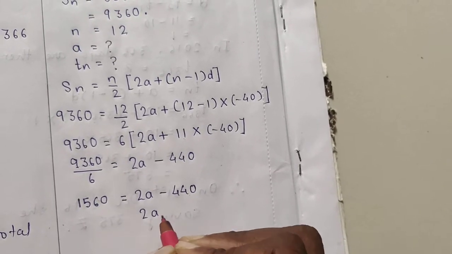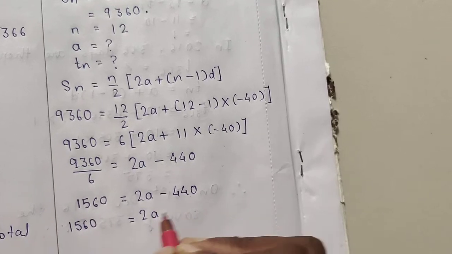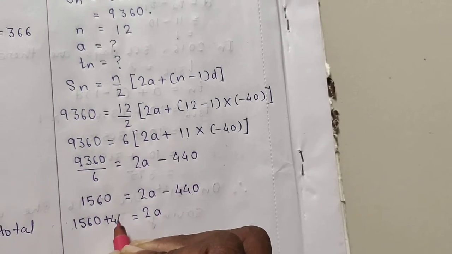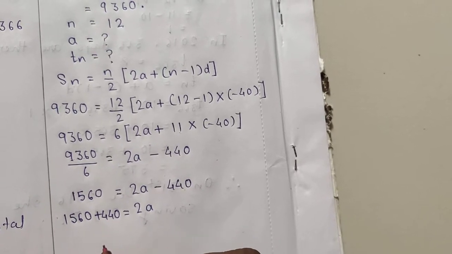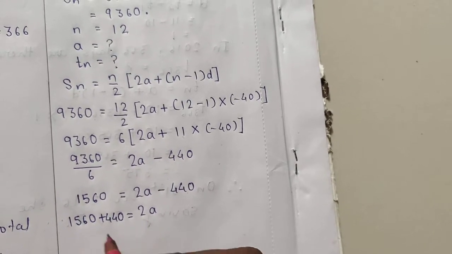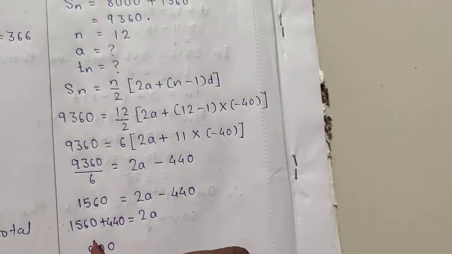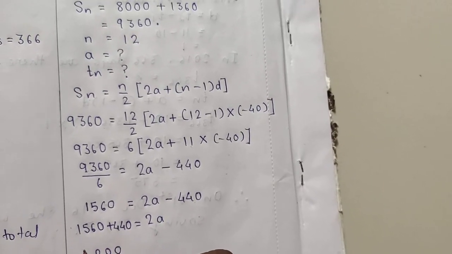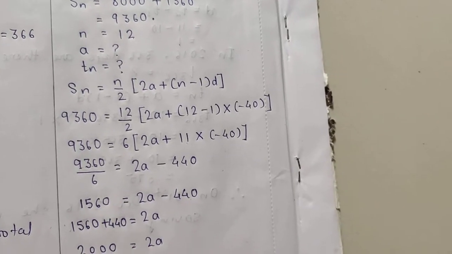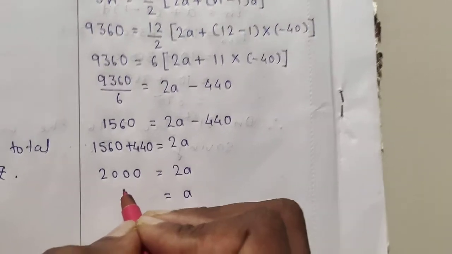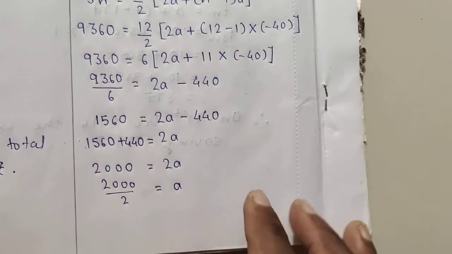Now keep this 2A as it is. This is 1560. Now minus 440 becomes plus 440. Okay. Now if you add these two, see what we are getting here. 0, 6, 4, 10, 1 carry, 5, 5, 10 again, so 1 carry. So total 2000 we are getting here. So in the next step, we are going to transfer this 2 to the left hand side, so that it becomes 2000 divided by 2.